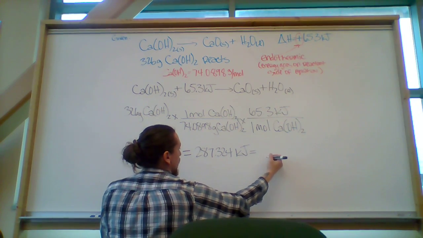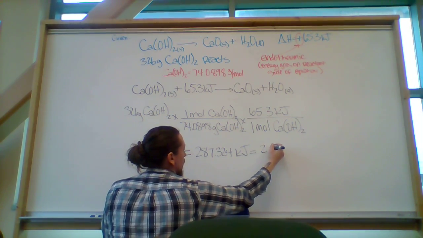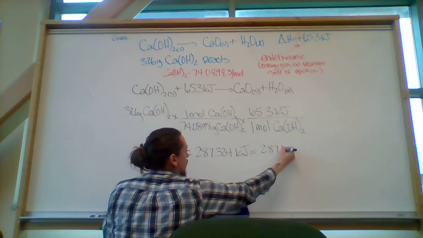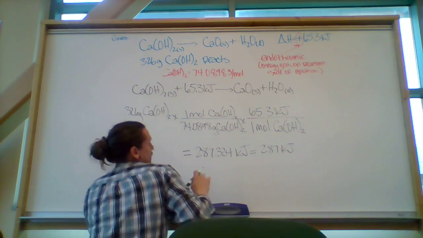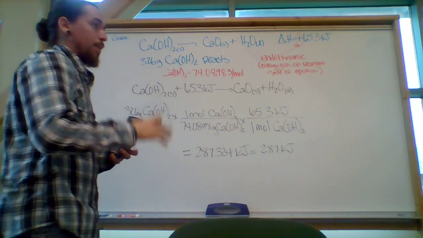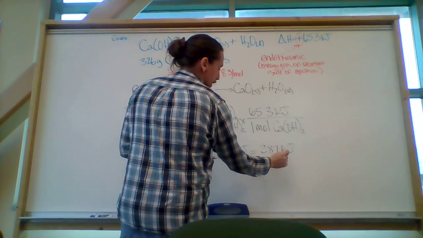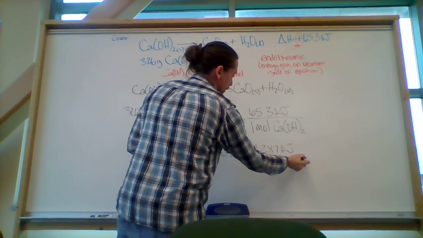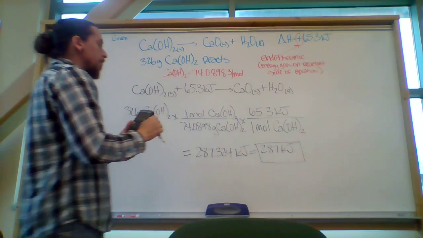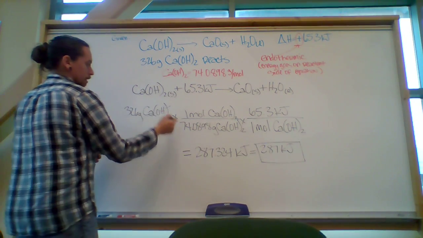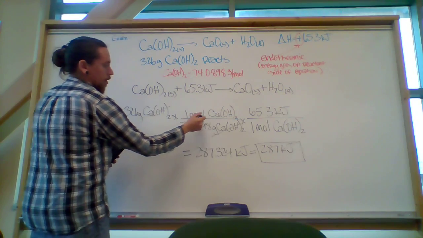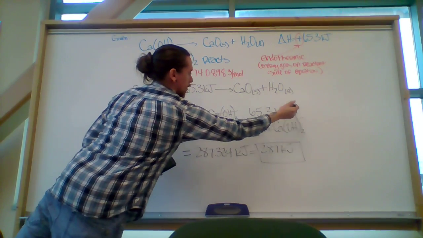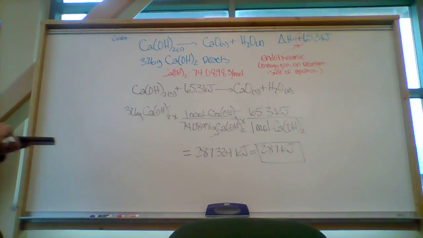Putting that in the right sig figs will give us 287 kilojoules. As I said in the last video, if you have to type in kilojoules, you want to make sure that you put a lowercase k and a capital J. It should be your answer. Yeah, so these will cancel. These will cancel. All that you're left with, unit-wise, is kilojoules. That helps.